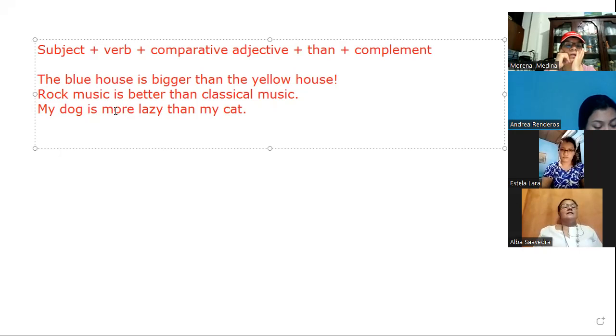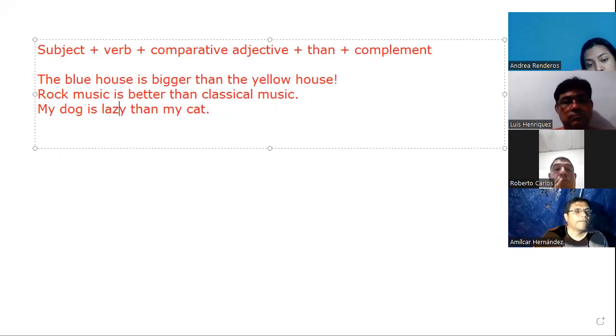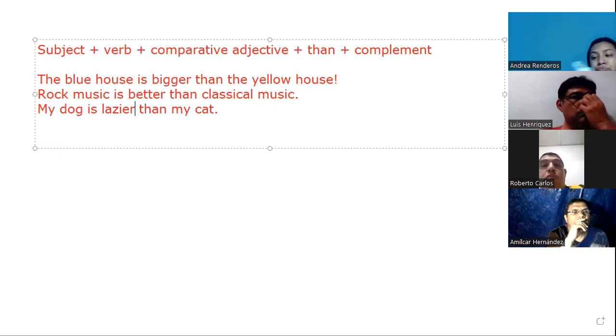So la pregunta es, do we use the word more in this sentence? No, porque no es más de dos syllables. Okay. Ahora, ¿en qué termina esta word? Why. ¿Y qué dice la regla de las words que terminan en Y? Change the letter for the I and add ER. My dog is lazier than my cat. Ahí estamos bien. Very good. Good job. Excelente. Buen trabajo. Okay, let's do one more.